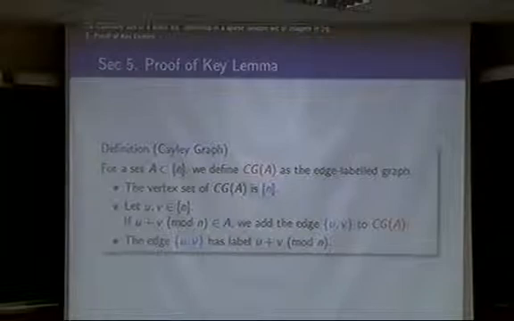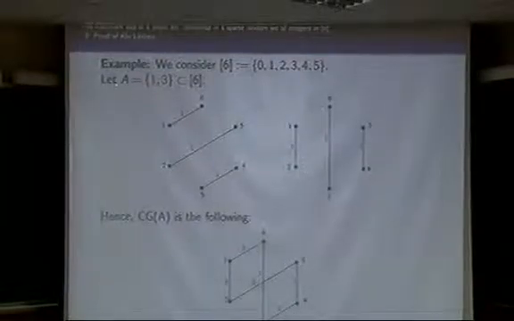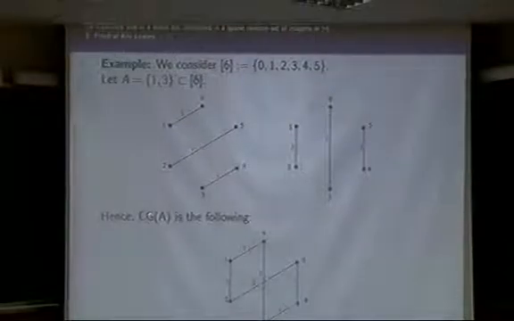So let me give you an example for this. We consider integers from 0 to 5, and we will think of a subset A as {1, 3}. We will think about the Cayley graph of A. First, the vertex set of this Cayley graph will be the base set, which are the integers from 0 to 5, like this. And then after that, let's think about the edges.